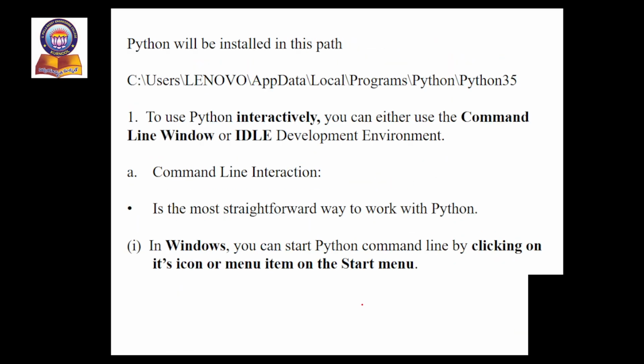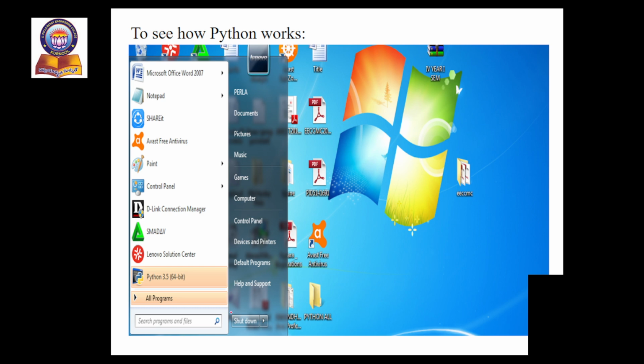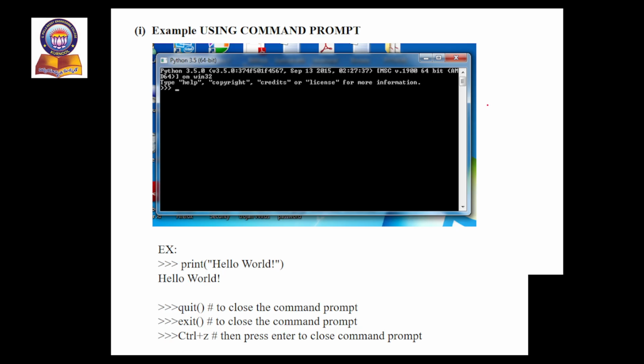So Python will be installed in this path. Command line interaction is straightforward. Just go to the start menu and click on the Python icon, the Python menu item on the start menu, which will open like this. This is how it looks. Here Python 3.5, or you can search for Python, py. Automatically it will show all the software installed that starts with py. Then you can select Python 3.5, whatever you have installed. After that it will open the command prompt for you.